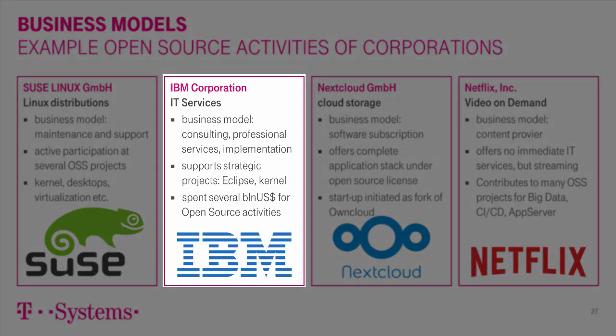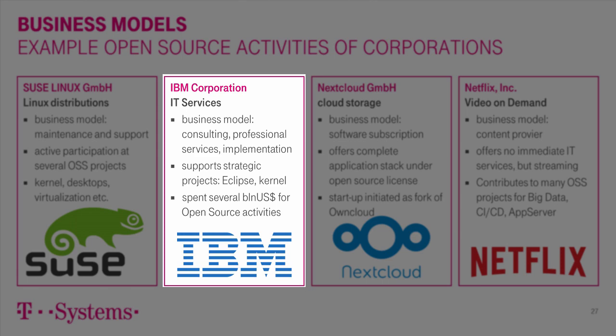Second is IBM Corporation. They provide general IT services, not always, but often based on Linux systems. Their business model includes consulting, professional services, implementation of large and complex IT setups. IBM supports strategic projects like the Eclipse IDE, the Linux kernel, and others, but they are very specific in selecting their projects. They have been renowned to have spent several billion US dollars for open source activities overall, for internal and external activities.